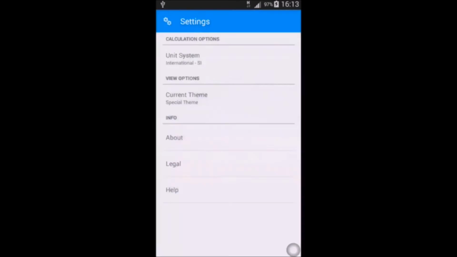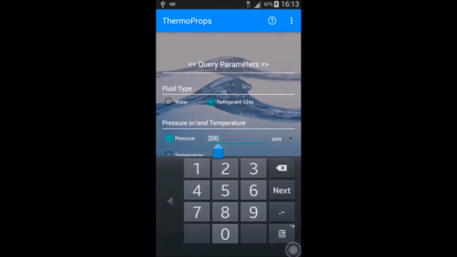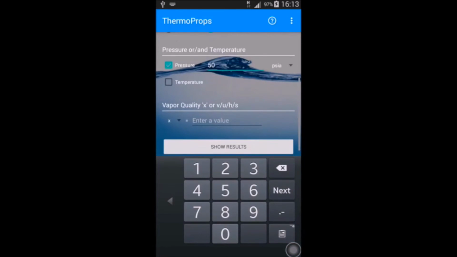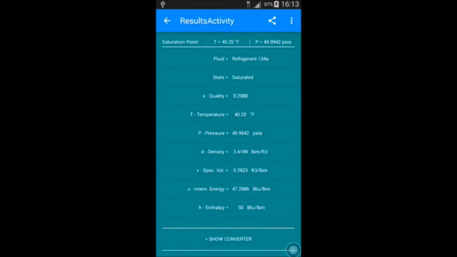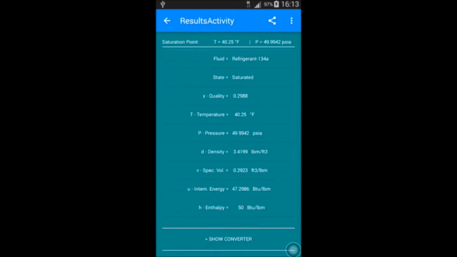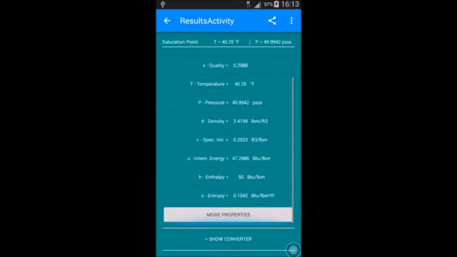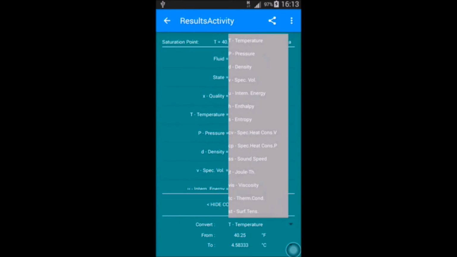And the second one, it was in US units, excuse me, not SI units. It was refrigerant, and the pressure was 50 psi, and the enthalpy was given as 50, and we tap show results. Results are here, and it is the same with quality and specific volume as we calculated by hand.